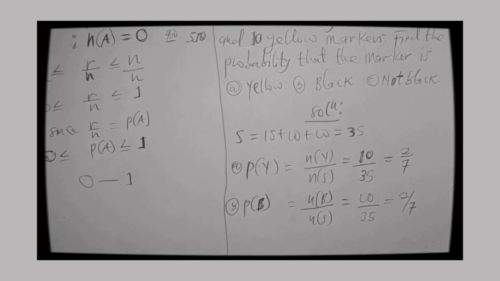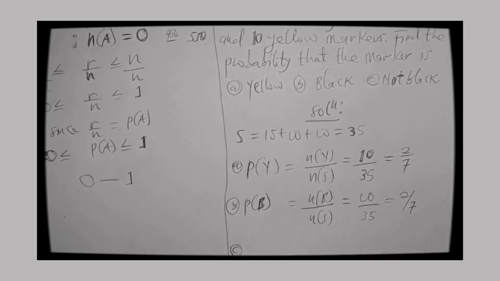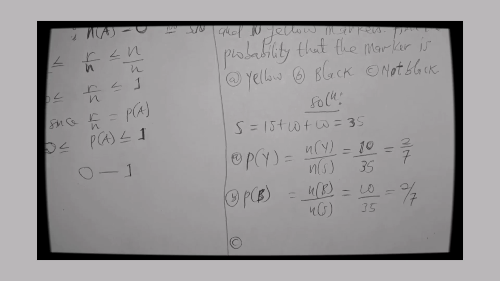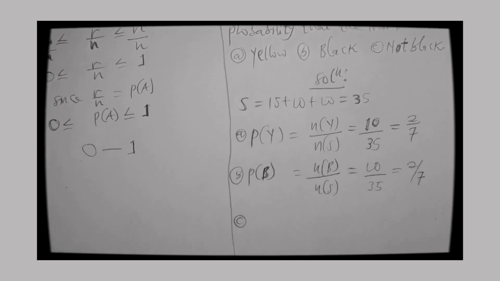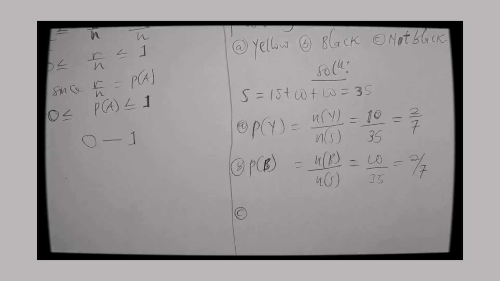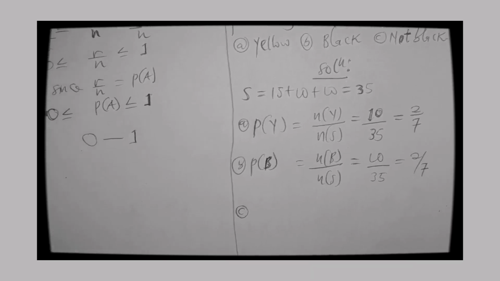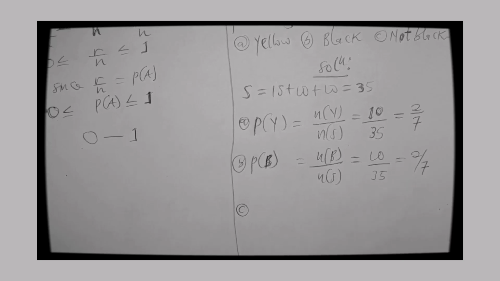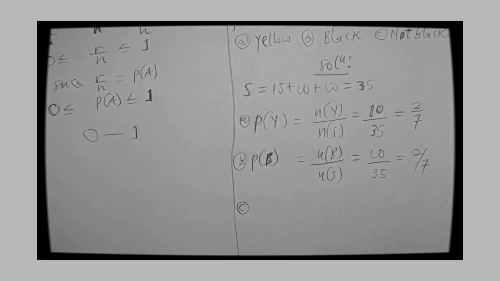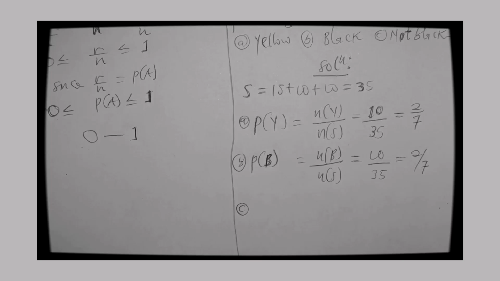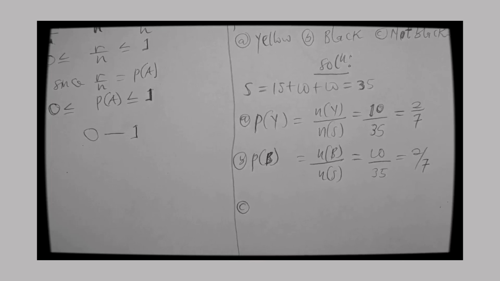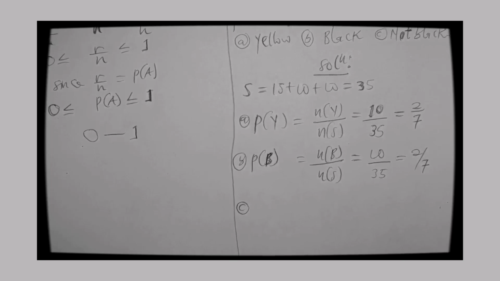Then the last one, C. We are to compute for not black. If it is not black, that is where the complement event rule, rule number 2 of probability, comes in. If it's not black, then black won't happen.